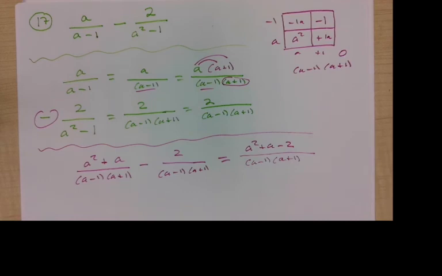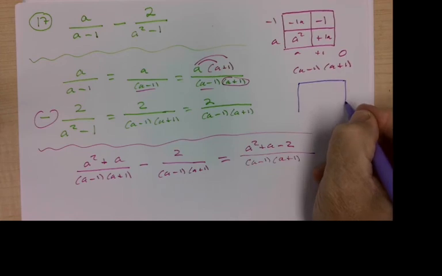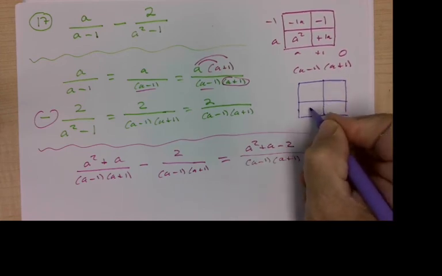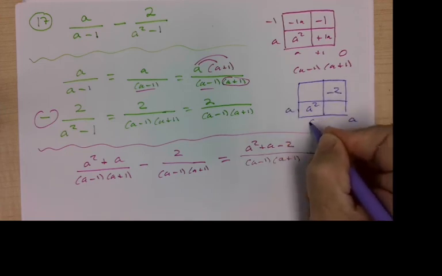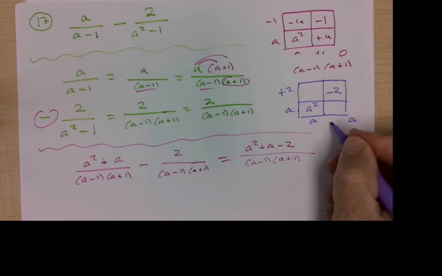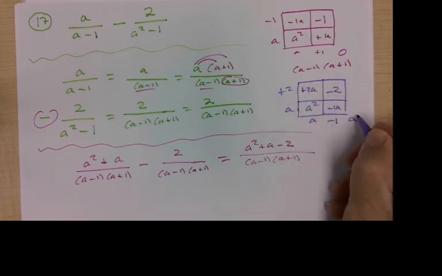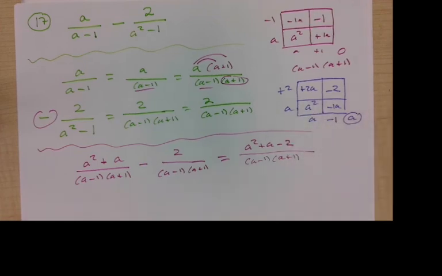Now, can this be factored? Is that factorable? Well, let's go ahead and try to factor that. a² + a - 2. What do we get? Here's a², here's -2, here's a. a times a plus 2 times minus 1: plus 2a minus 1a is 1a. I think that's right. So we get (a - 1)(a + 2).